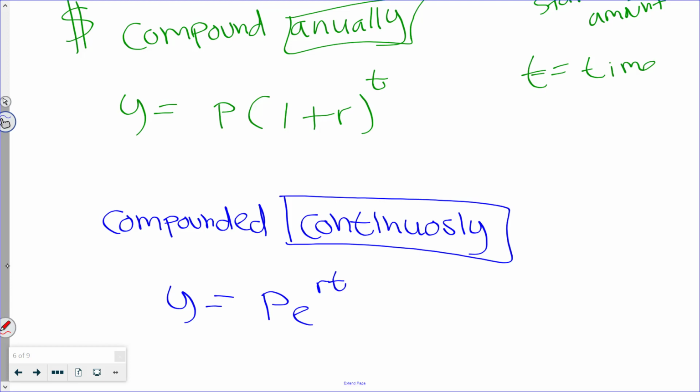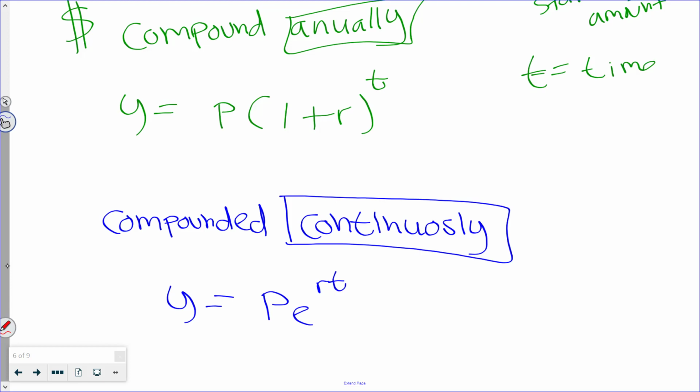P again is what? Your principal. So P is just your starting amount. E is just a button on your calculator. I'll tell you what E is. You don't really need to know what E is, but I'll tell you in a second. R is your rate. The rate has to be used as a decimal, not as a percentage, and T is the time. So when you make the model, you could just substitute X for T, put it in your calculator, and then look at the table and get your answer.